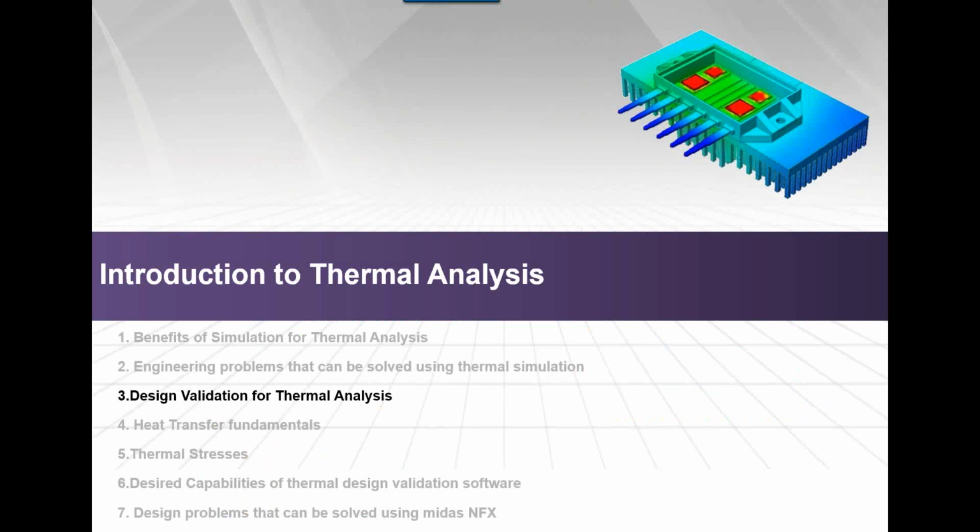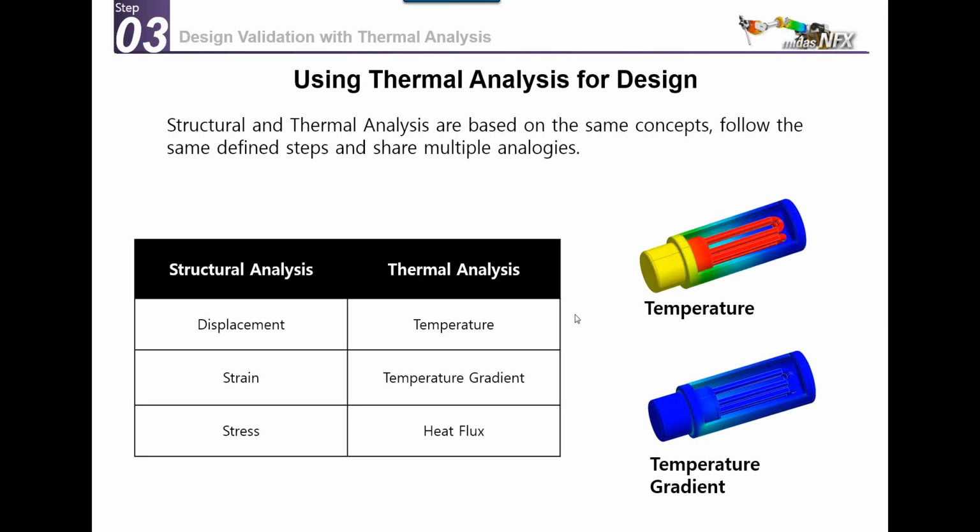Now let's see how you can use simulation to validate your design. First of all, if you are already a structural engineer or you have some experience with structural simulation, thermal simulation is very simple because it's a simple analogy of structural analysis. So for example, temperature is equivalent to displacement, temperature gradient is equivalent to strain, and heat flux is equivalent to stresses. So in linear static heat simulation, the equations are the same, so this is why you have very similar phenomena.